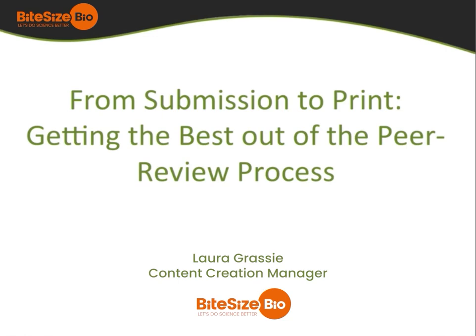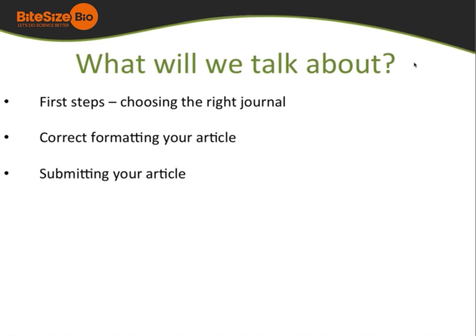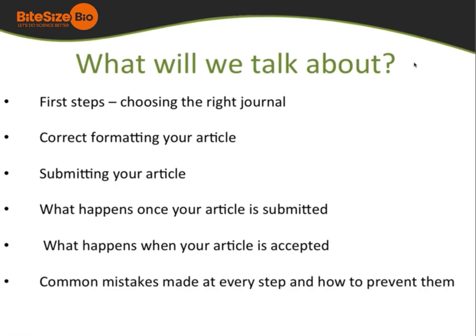Yes, so today we're going to be talking about how to get the best out of the peer review system. First of all, let's go through what I'm going to talk about today. First is the first steps, and these involve how you go about choosing the right journal for you. Then we'll talk about how you correctly format your article, how to go about submitting your article, what actually happens to your article once it's submitted to a journal, what happens once your article is accepted, and finally, common mistakes that are made at every step and how to prevent these in order to make sure the peer review system goes as smoothly and as well as possible.